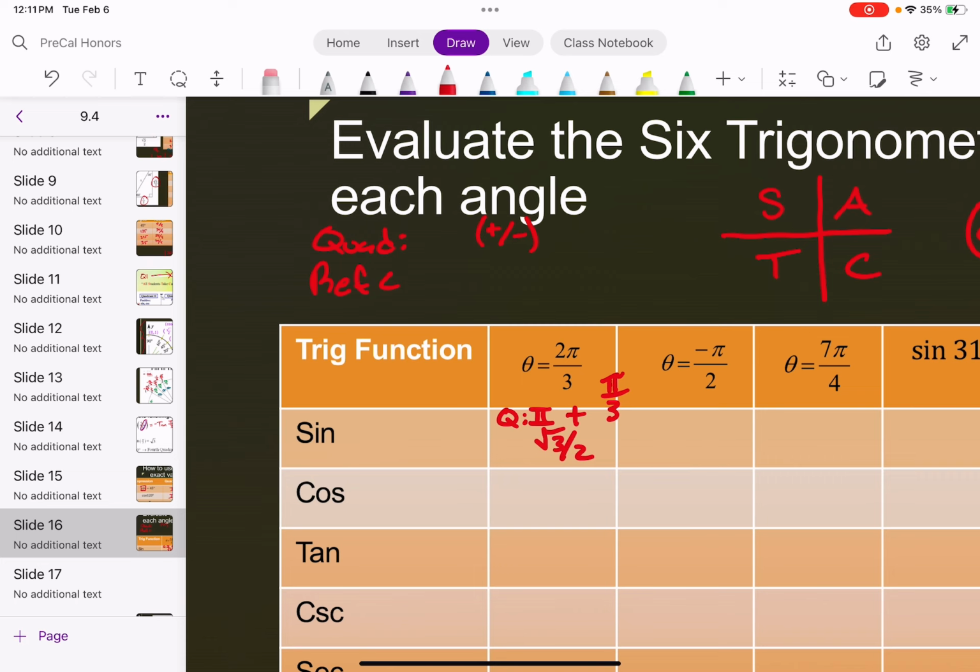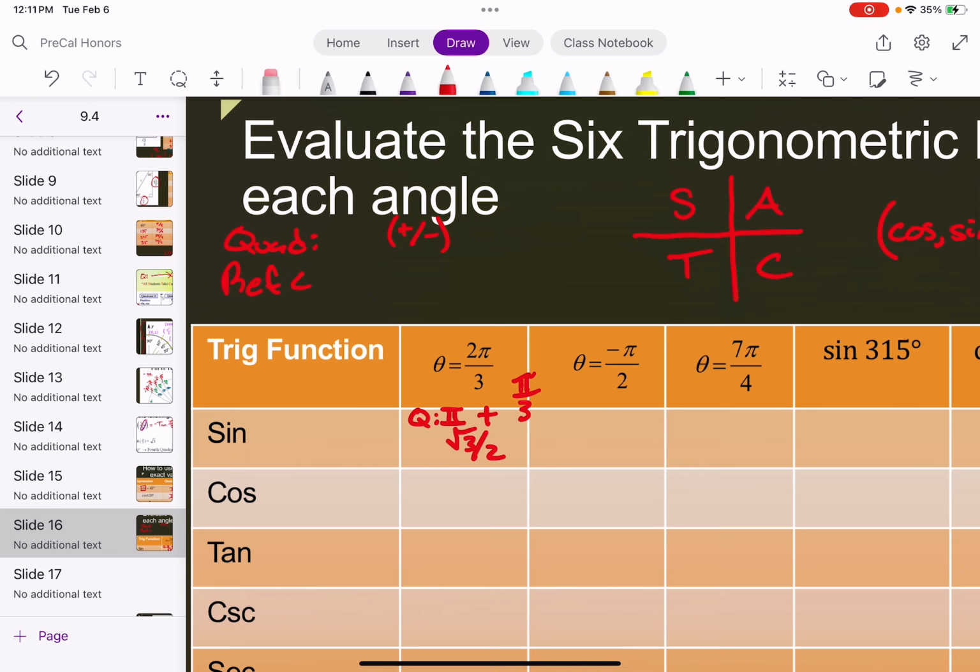We're going to do the exact same thing for our next problem, theta is equal to negative pi over 2. In this case, this would actually be a quadrantal angle. We know that because negative pi over 2 would be negative 90 degrees, because it falls on the 90, 180, 270, 0, or 360. It is quadrantal.